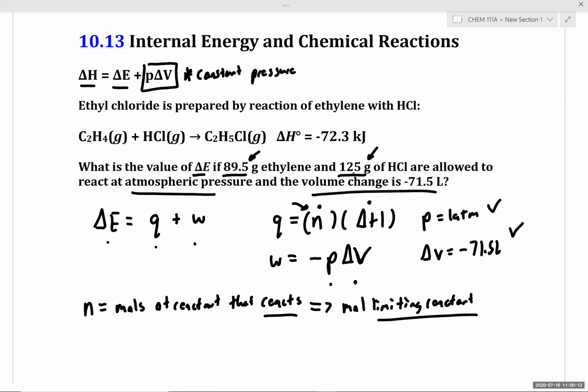Just like any stoichiometry problem, do we need to figure out if we have a limiting reactant? Yes or no? Yes. Even though it's not explicitly stated, if you're given masses of each reactant, you need to check that there's a limiting reactant and identify it. Otherwise, you can't complete these calculations.